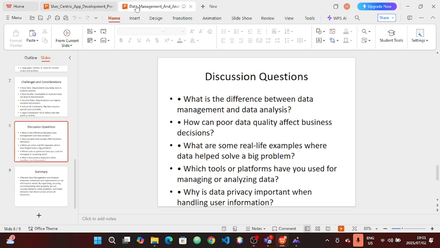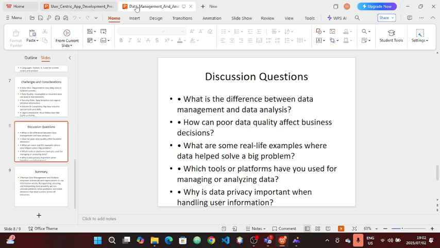So, the main goal of data management is to ensure data is available, accurate, secure, and well structured. And then data analysis is to turn raw data into meaningful information for decision making. That is their main goal. That's the difference in their main goal.